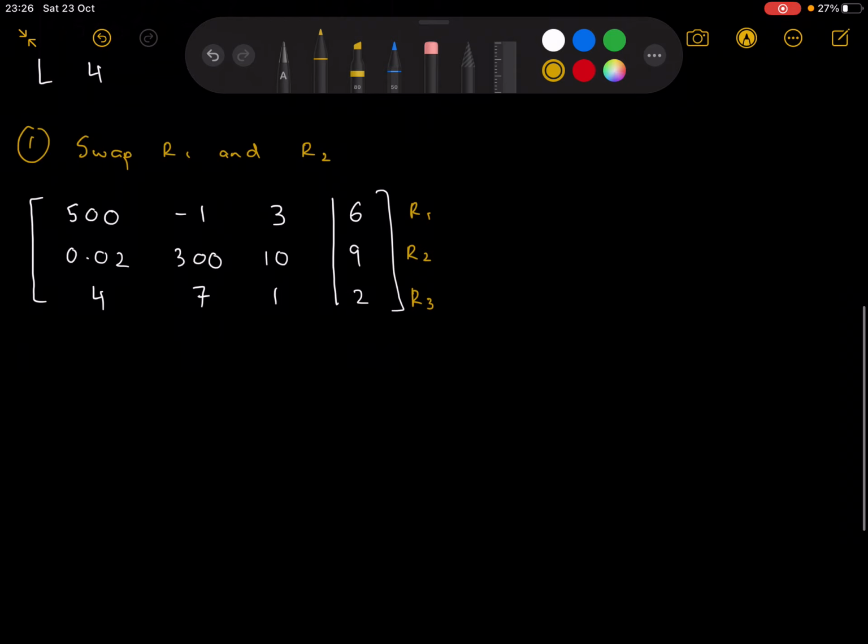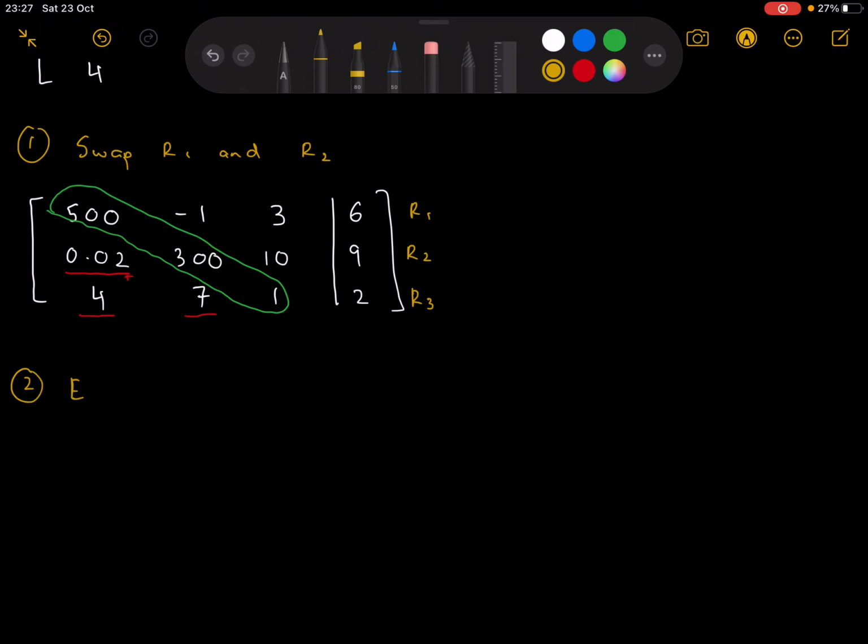So once we have ensured that our diagonal element does not contain 0, we're going to proceed with the normal Gauss iteration method. So basically we'll do row by row. We're going to eliminate this one first, and then once the value here has become 0, we're going to eliminate this one, and then next we're going to eliminate this one. So let's do it one by one. First we're going to eliminate 0.02 from R2.